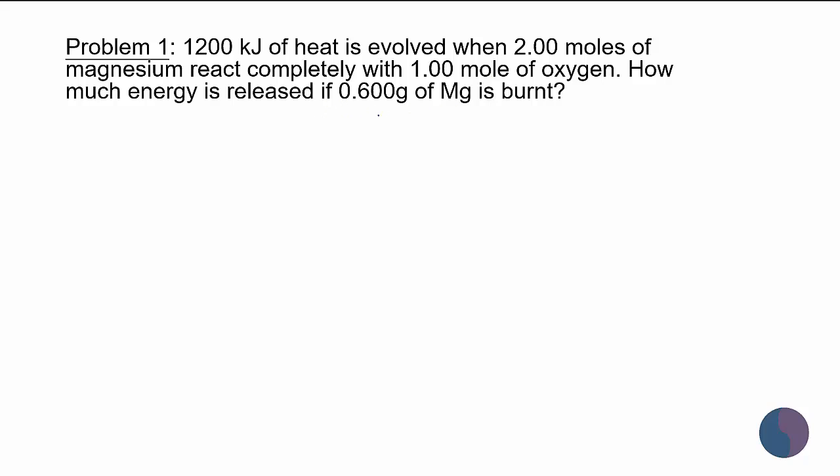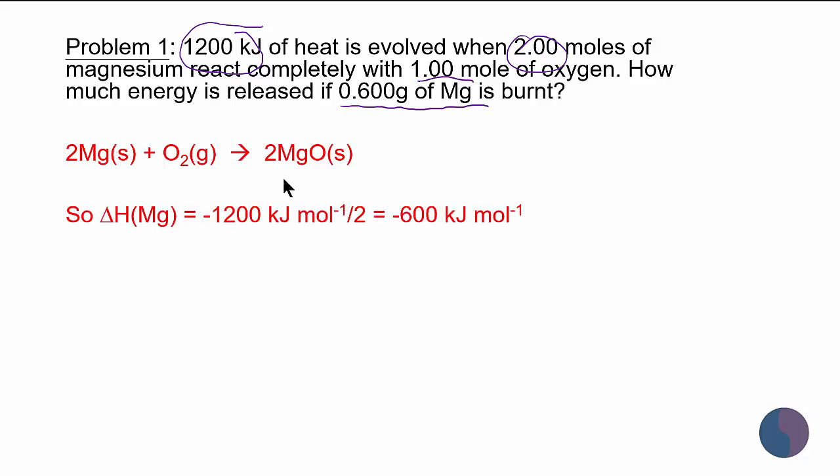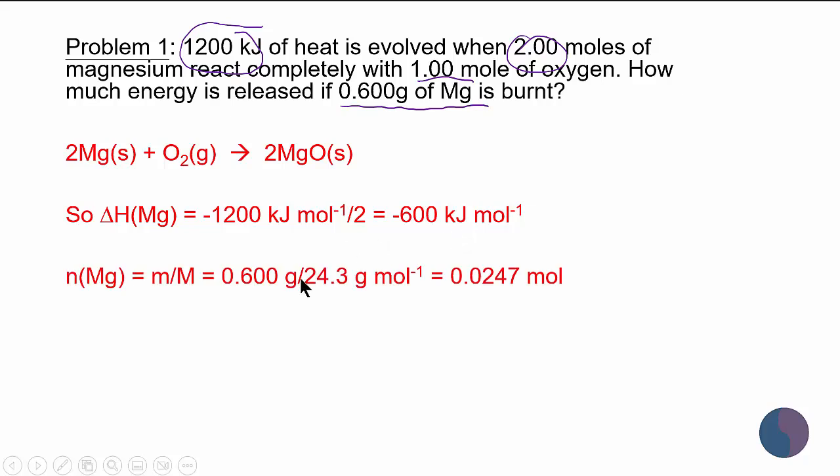So what are we looking for? How much energy is released when 600 grams of magnesium was burnt? We know the delta H, and we know we have 2 moles of magnesium with 1 mole of oxygen. So always write your balanced chemical reaction. There's no limiting reagents in there, and that's balanced. So the delta H for this reaction is 1,200 kilojoules per mole released, and so per mole of magnesium, it's only 600. How many moles of magnesium do we have?